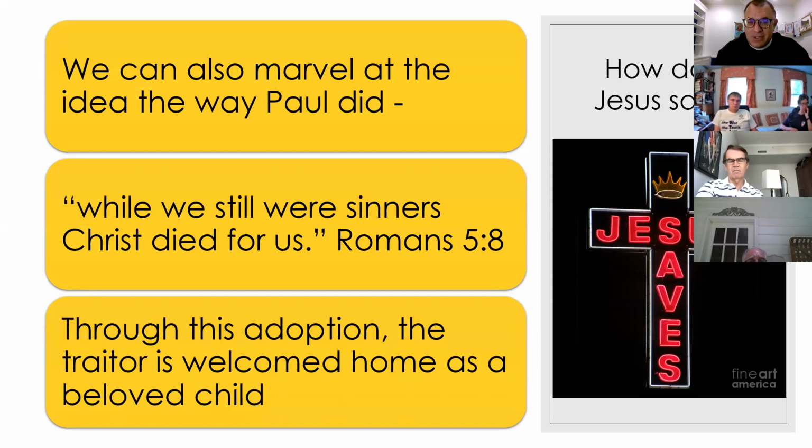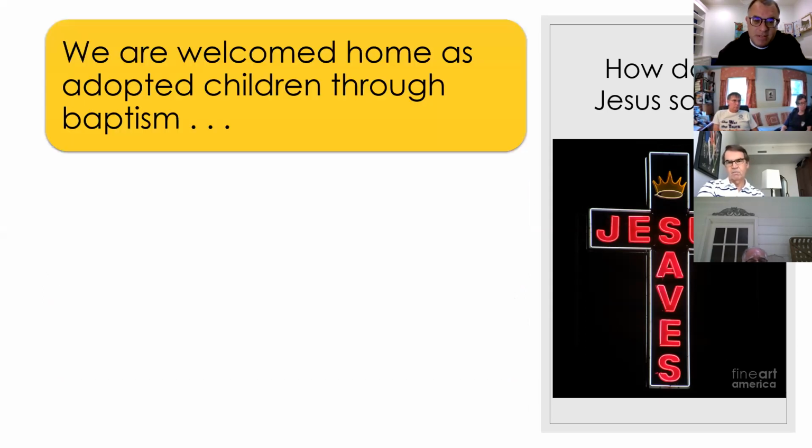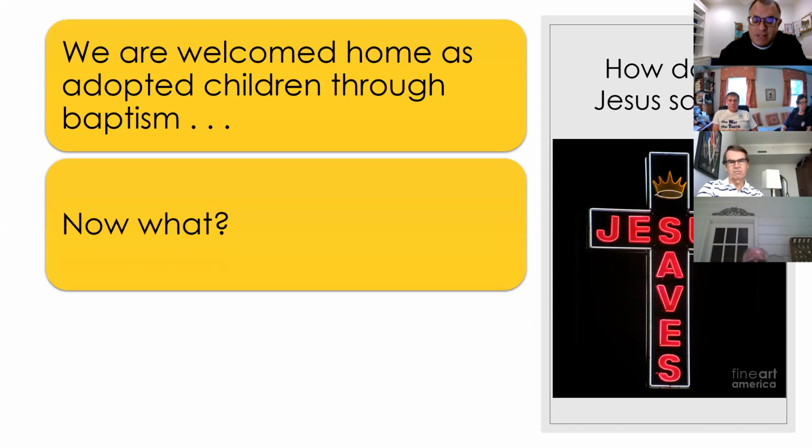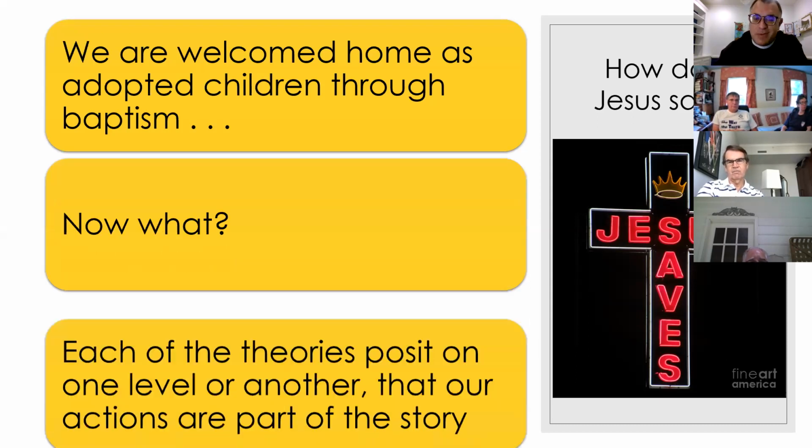And all five of these are trying to pierce the veil a little bit about that. How did that happen? How does that work? How does this grace thing work itself out? And sometimes we're even more concerned about, why do we deserve it? So we're welcomed home as adopted children through baptism. That's what Paul talks about in both Colossians and Ephesians. Now what? What does all this mean?